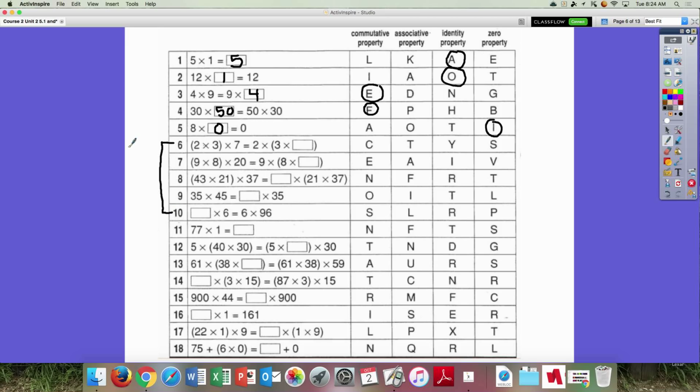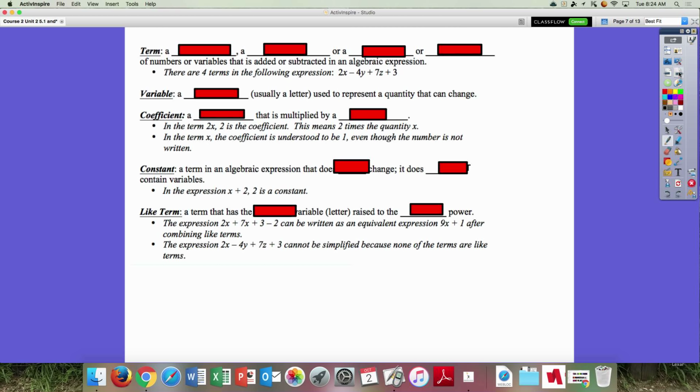Why don't you try doing 6 through 10? Just try it out. See how you do. Pause it. Come back to me. Welcome back. All right, so in this one, you should have our associative, our parentheses moved. In 7, you should have associative again, the parentheses moved. In 8, you should have associative again, the parentheses moved. And in 9, you should have commutative because the numbers moved. All right, going on to the next page.